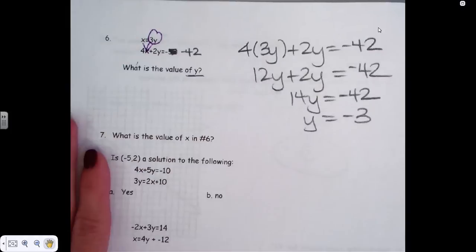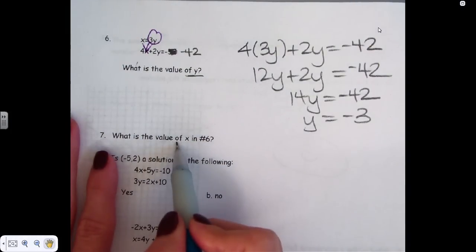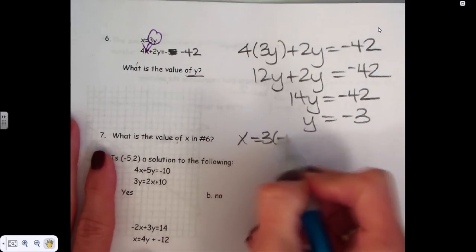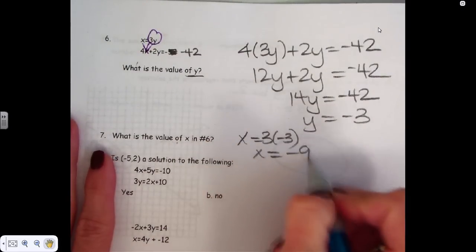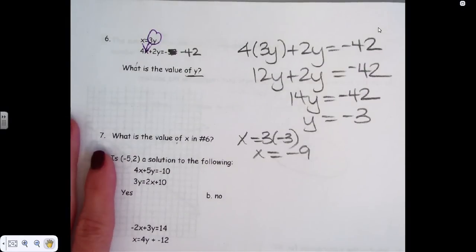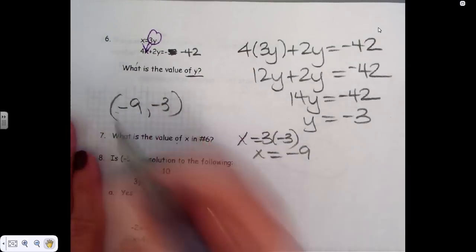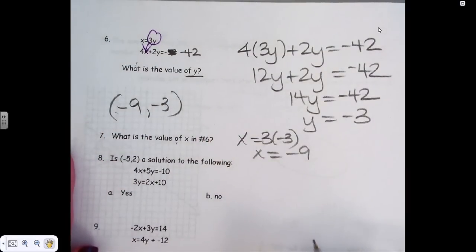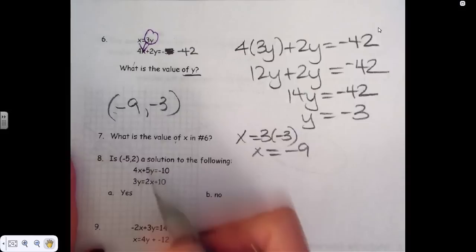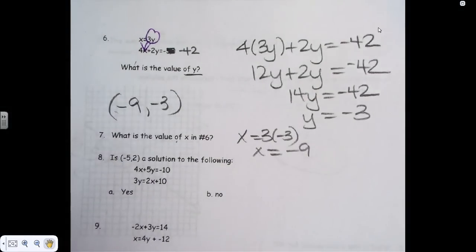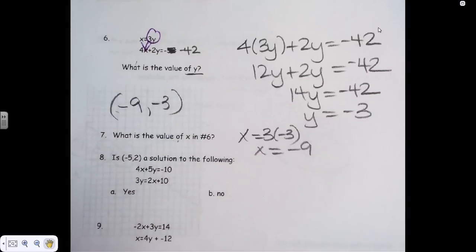And that's what it's asking in this problem. Now in 7, it's asking for x. So I just take my y and plug it in, and x was negative 9. So if I wrote this as a solution, it would be negative 9, negative 3. And parents, if you're looking at this, the reason why I have it broken up is we did this in iRespond, and you can only put in one answer. I could not write in an ordered pair, so that's why it was broken down.